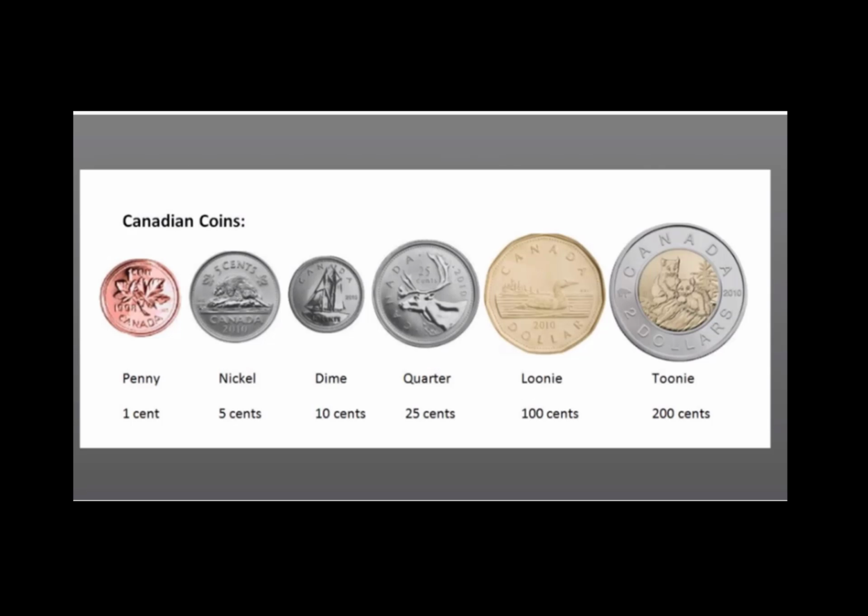To understand how weight works, I'm going to use an analogy involving 6 Canadian coins: a 1-cent penny, a 5-cent nickel, a 10-cent dime, a 25-cent quarter, a 100-cent loonie, and a 200-cent toonie.